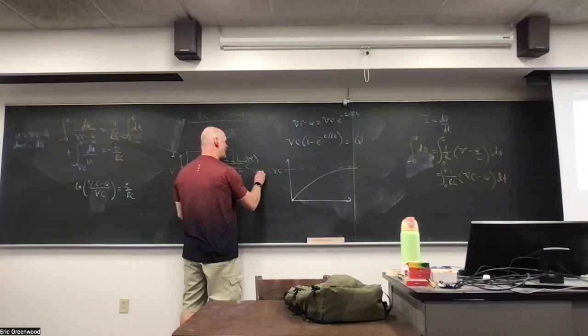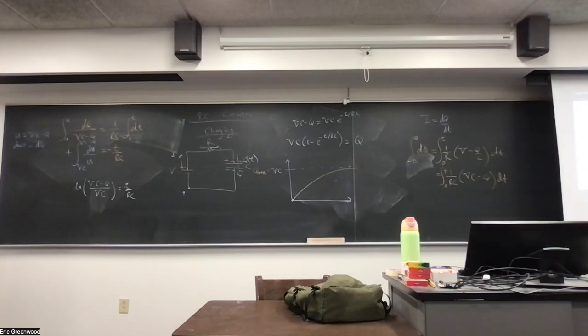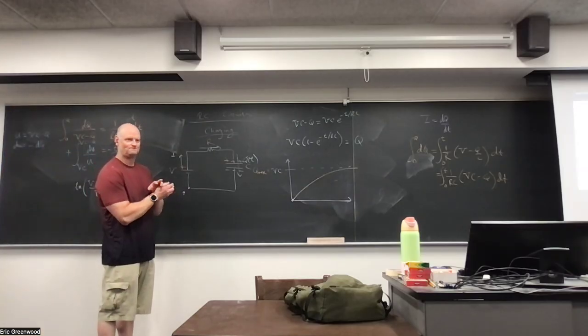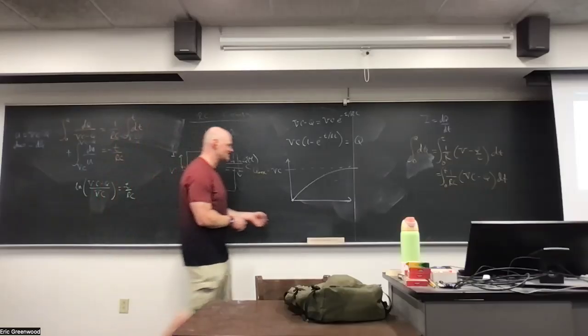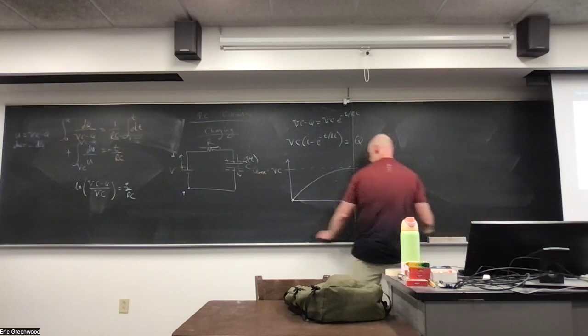So this is what we're going to call Q max. So Q max is determined by the potential and the capacitance. Okay? We'll talk a little bit further about what all this actually means. Now, let's talk about the charge, or sorry, the current.